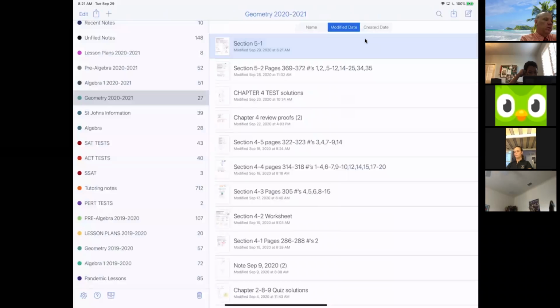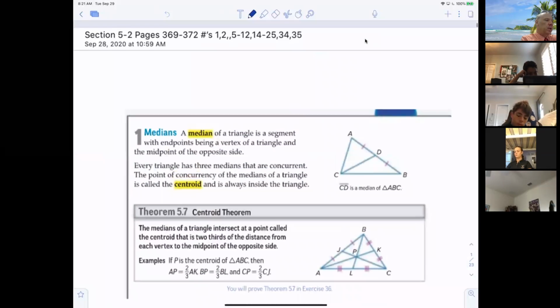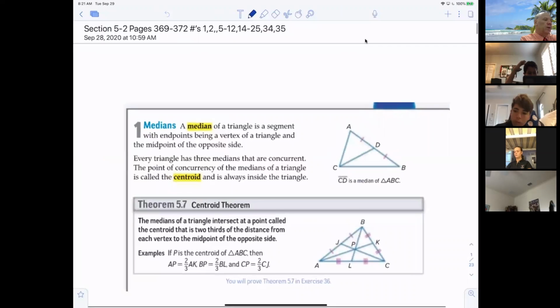So now what we're going to do is flip over to 5.2. Everybody pull that up. These are the problems I liked: 1, 2, 5 through 12, 14 through 25, 34, and 35. We have two new definitions today: centroid and orthocenter.